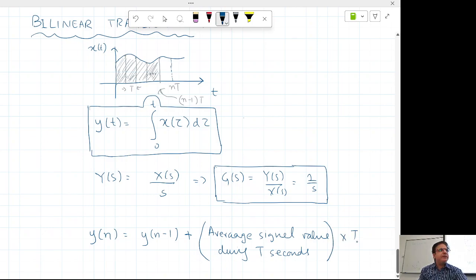times T. That means if this is the input signal value, x of n minus 1, and this is, let's say, x of n, I find their average for this time duration of T seconds, and then I multiply with this T. It's like approximating it with a sort of rectangle, right? So that will give me the area under the curve, because what is integration doing? It's just giving you the area under the curve, right?